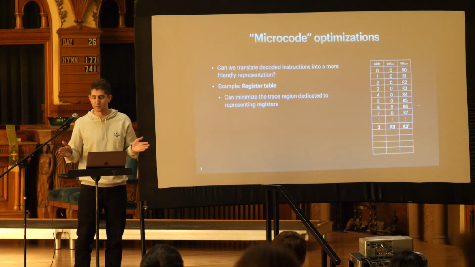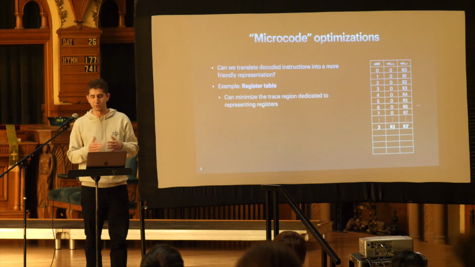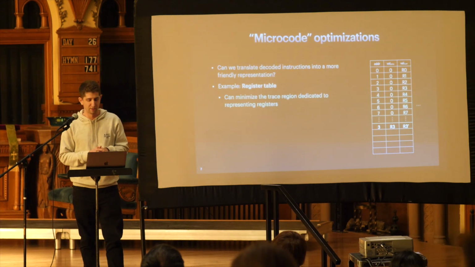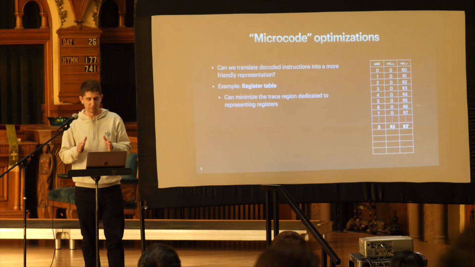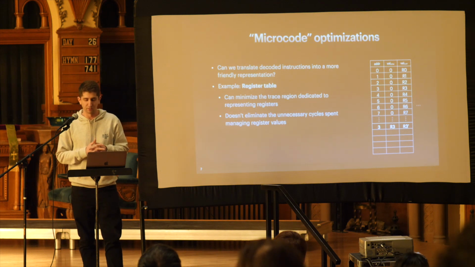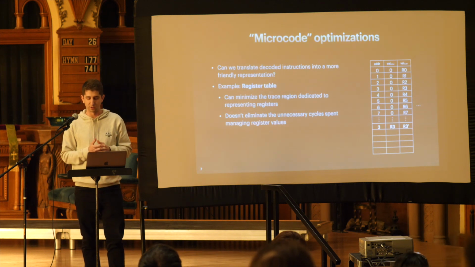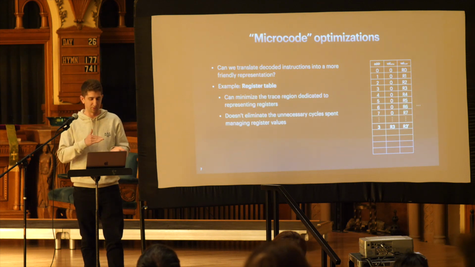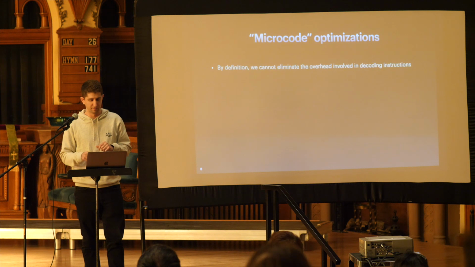We no longer have to have, if we have 32 registers, we don't need 32 columns. We just need as many columns as this kind of register table requires. But it doesn't really eliminate the unnecessary cycles spent managing these values. So we still have to introduce wasted rows in our main CPU trace.